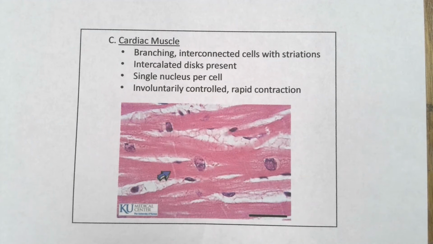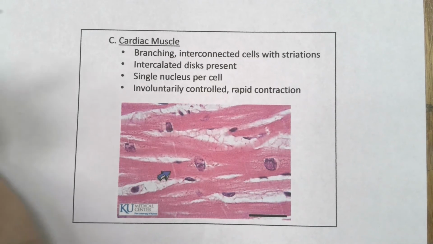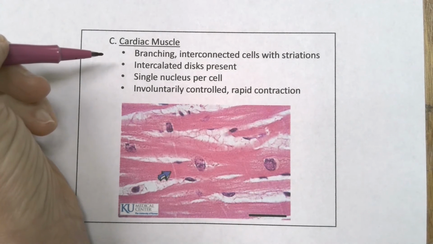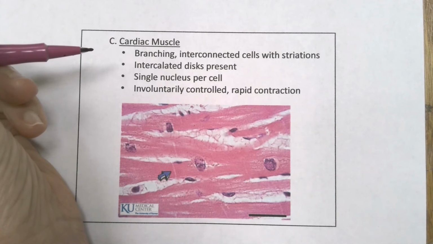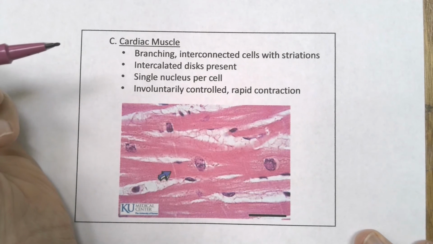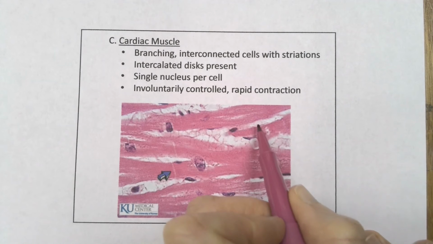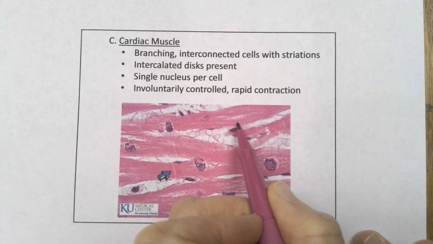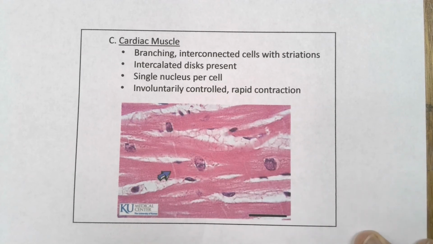The third type of muscle tissue is cardiac muscle. It's only located in the heart. It's the only place in the body that it's located. It is striated, just like skeletal muscle is. The striations are kind of hard to see in this particular picture. I can tell that they're in this region really easily just because I know what I'm looking at, but you may have trouble seeing the striations in this one. If you did a quick Google search right now, you could probably find some better pictures than that.